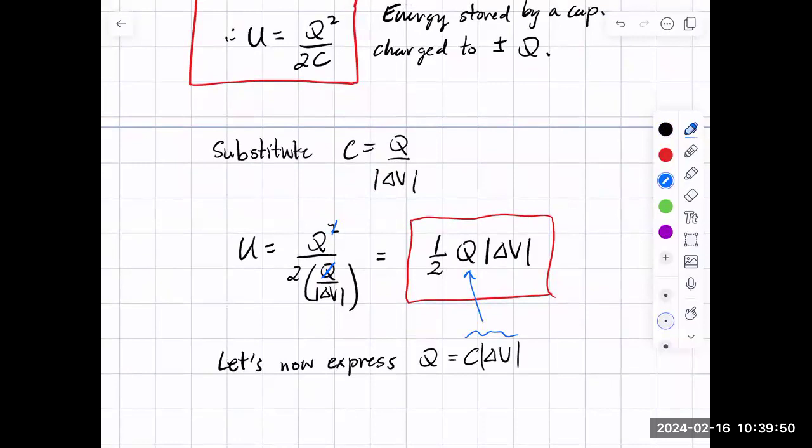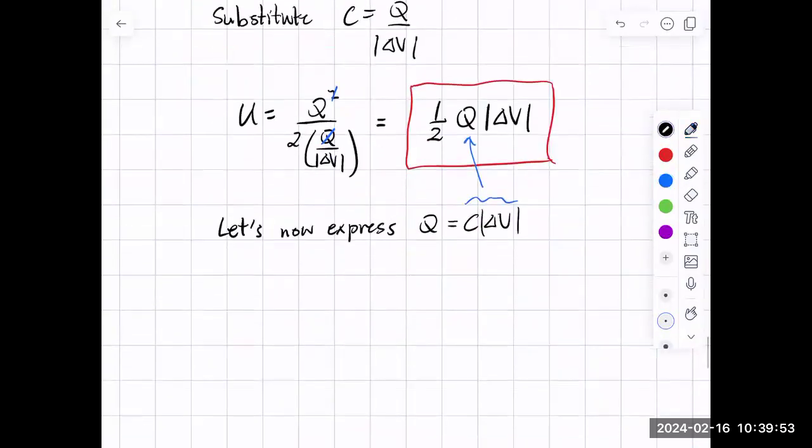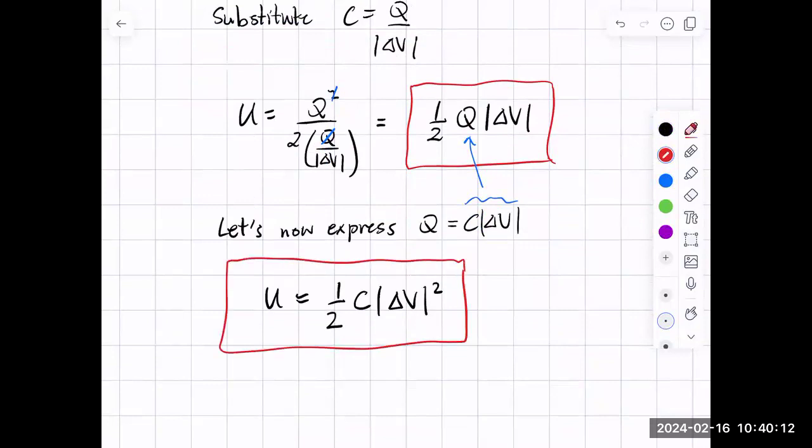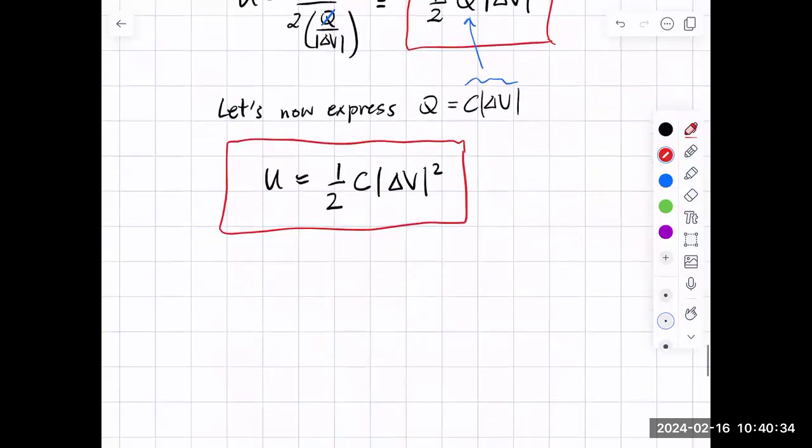Okay, so if we do that, then what we're going to end up with is U equal to 1/2. The Q becomes C delta V, so we'll get a C, and then we have delta V times delta V. And so we get delta V squared. And so these are all equivalent ways of expressing the energy stored by our capacitor, and which one you use just depends on what kind of information you have available. So if your problem gives you information about C and delta V, you'd use this last one. If you're given information about Q and C, then you'd use the relevant expression.